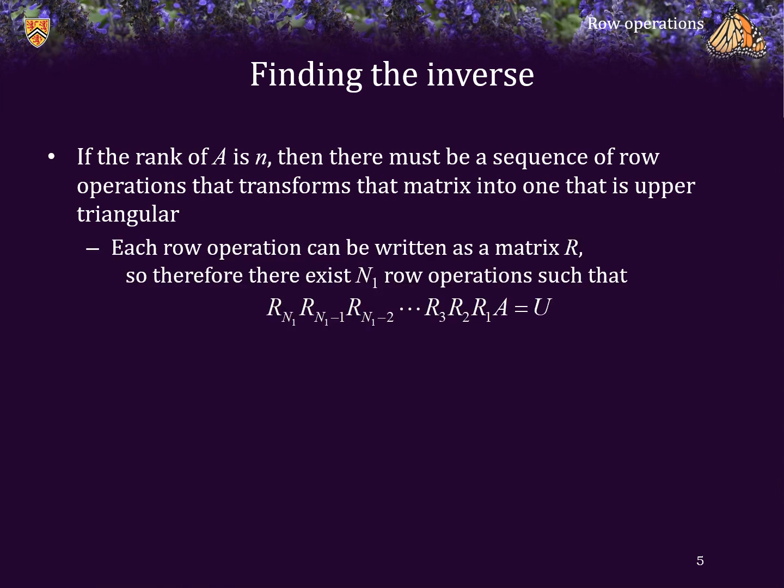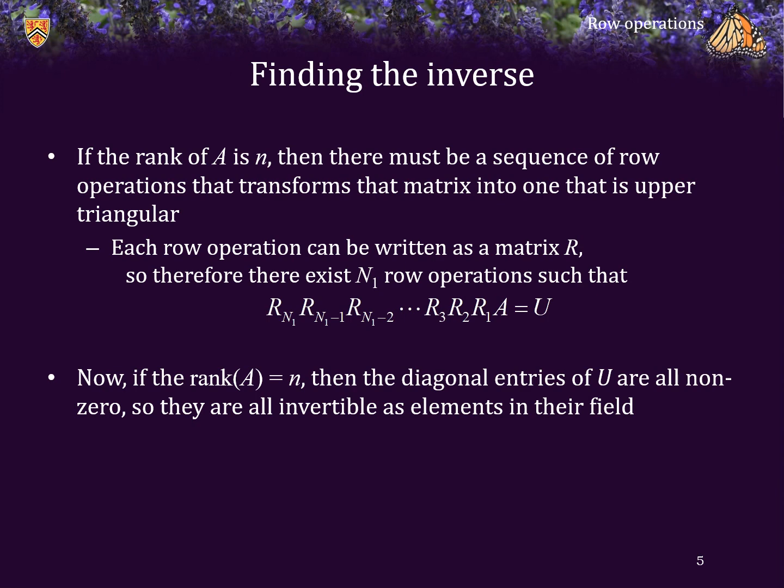Now, each row operation can be written as a matrix. So consequently, if there were n sub 1 row operations that transform the matrix into one that is upper triangular, here represented by a capital U, then that is the same as multiplying A on the left by that sequence of row operation matrices.